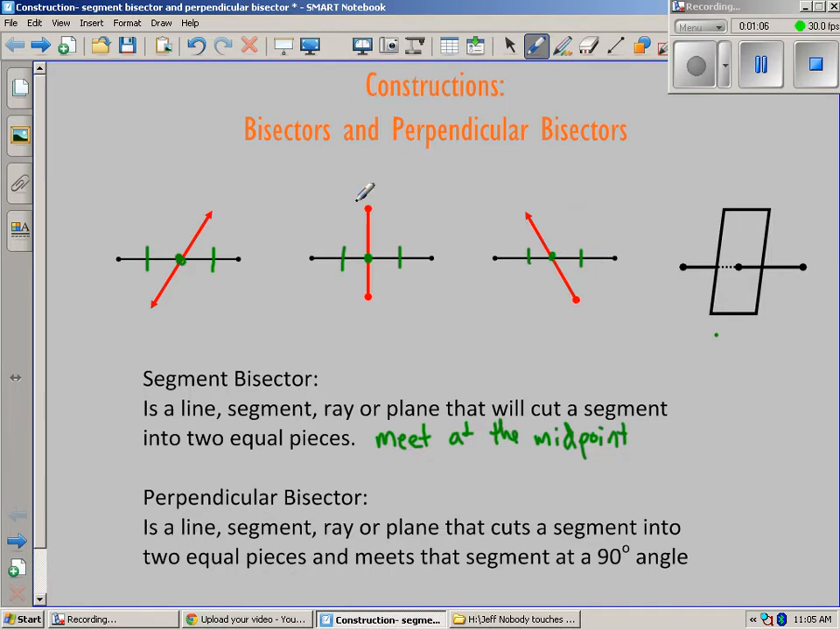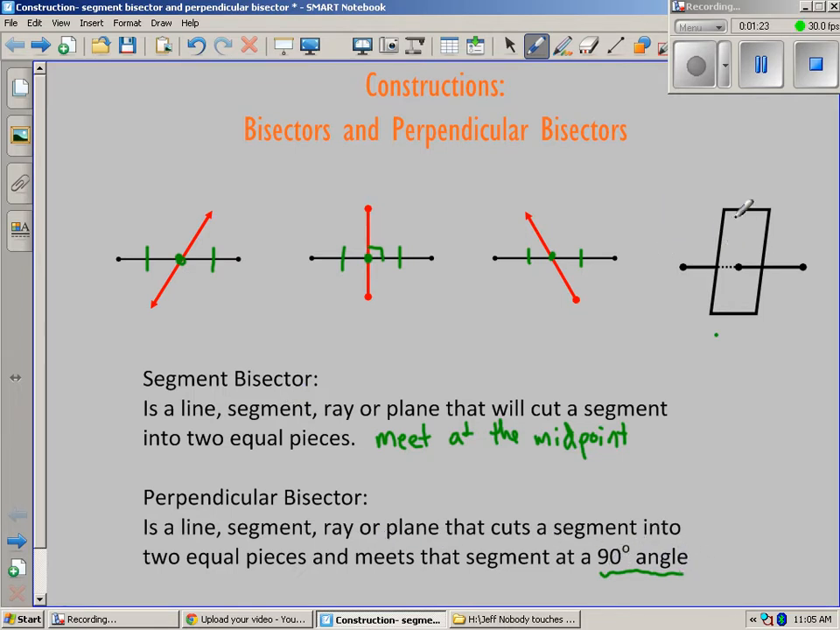Oh, going back to the segment, the one thing you might notice is it looks like both segments are meeting at a 90-degree angle, which then steps it up to a perpendicular bisector, because the only difference between a perpendicular bisector and a segment bisector is that it meets at a 90-degree angle.